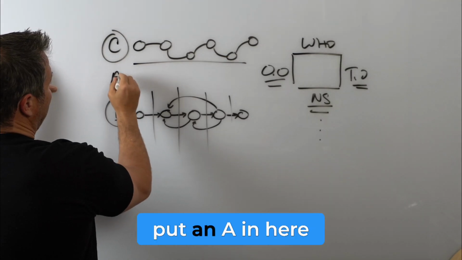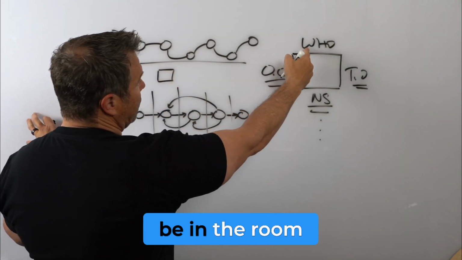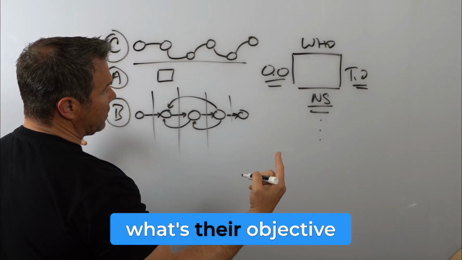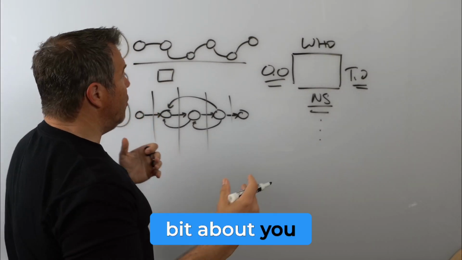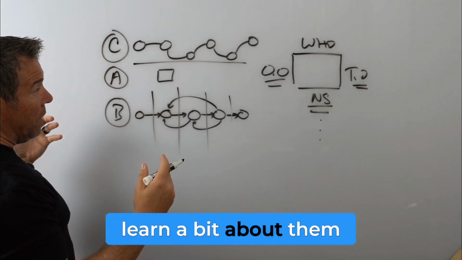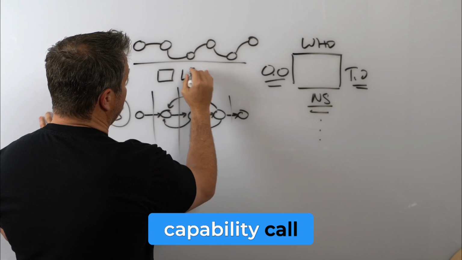So I'm going to put an A in here. Well, first thing we might have is an initial discovery call. Who's going to be in the room? Customer, what's their objective? Make it through it, maybe learn a little bit about you. Your objective is to learn a bit about them. Desired next steps is that we move into something like maybe a capability call.